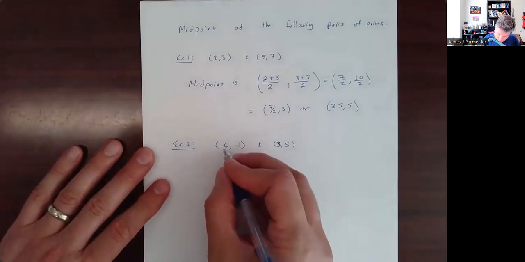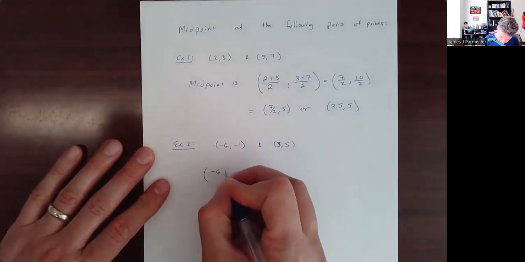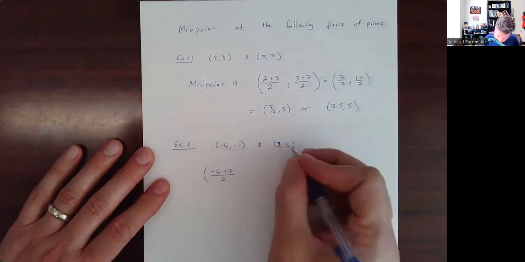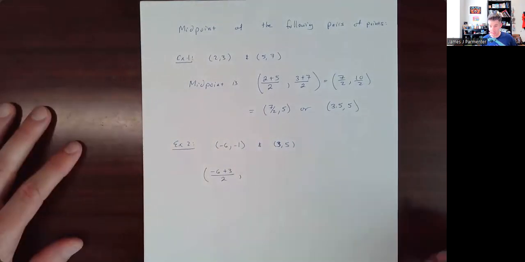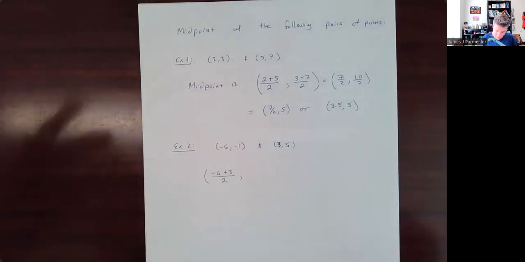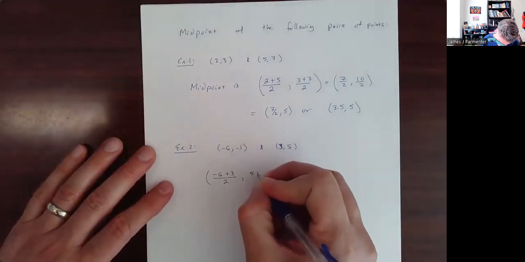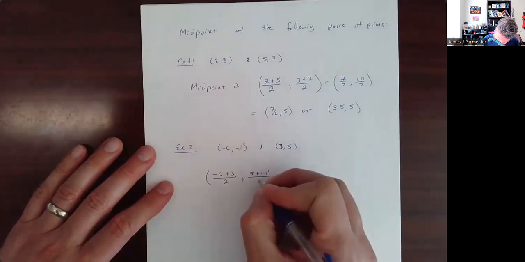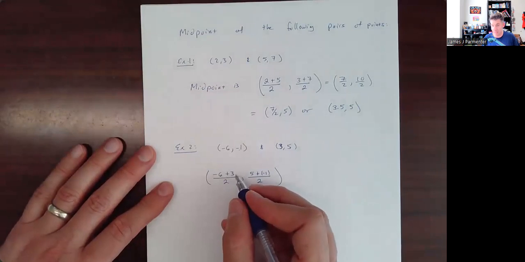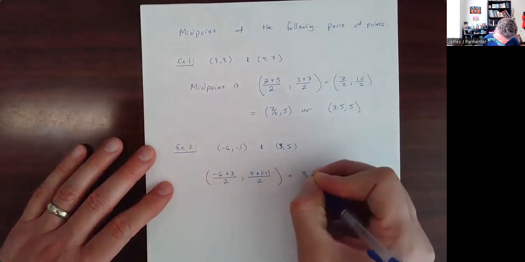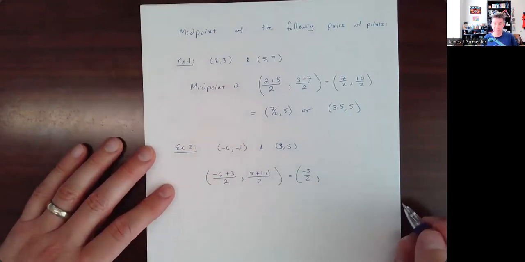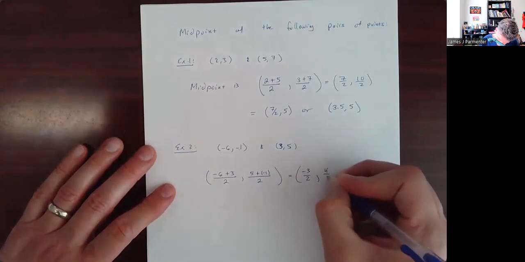So we're just going to take the x coordinates, -6 plus 3, and add them together, divide by 2. The y coordinates, it doesn't actually matter which order you add in. You can do -1 plus 5 or 5 plus -1. So 5 plus -1, if I want to write it that way. Well, -6 plus 3 is 3 minus 6, which is -3. So -3 over 2. And 5 plus -1 is 5 minus 1, which is 4 over 2.